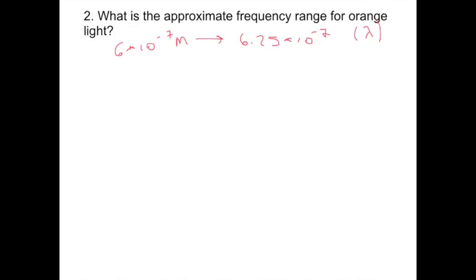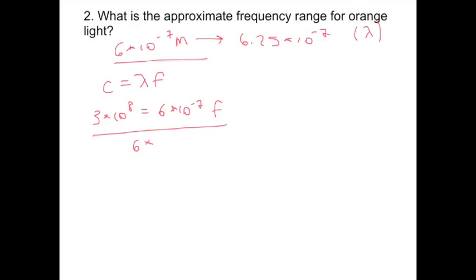So let's start with the lower end, the 6 times 10 to the negative 7th meters. We'll be using our same equation where c is equal to lambda times f. I'll plug in the speed of light for c. Lambda, wavelength, we know is 6 times 10 to the negative 7th meters, and then we have f, which is what we're solving for. By dividing both sides by 6 times 10 to the negative 7th, I get that the frequency is equal to about 5 times 10 to the 14th hertz.